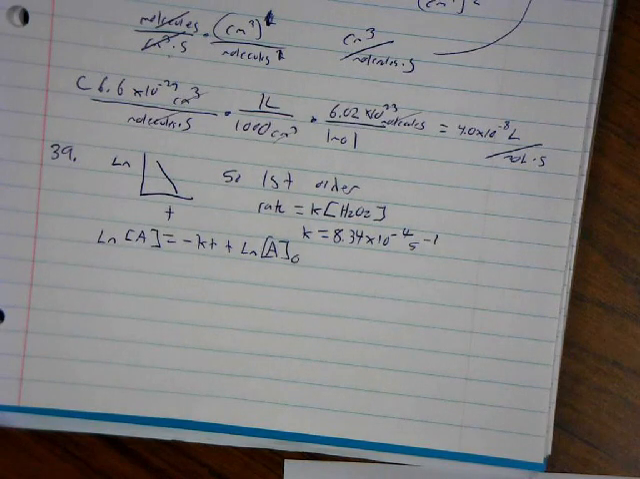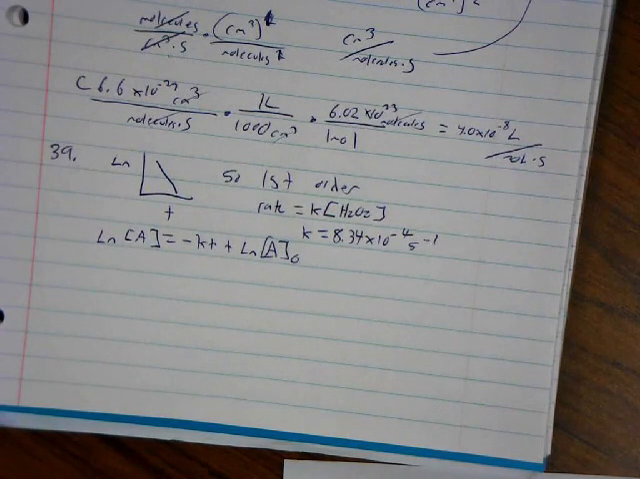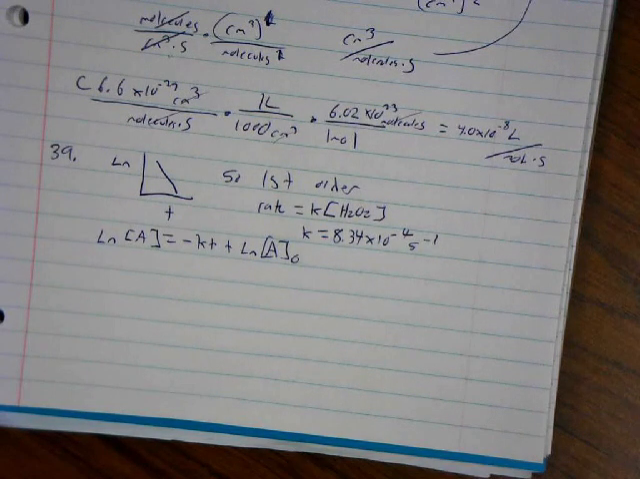I'm making myself nervous. But Mr. Heller, the units for K on the previous one were centimeters cubed divided by molecules times seconds, and for this one, it's just seconds to the negative 1. Why is that? Because it's first order. This is now the integrated rate law. The last one was not integrated. Integrated makes a difference.